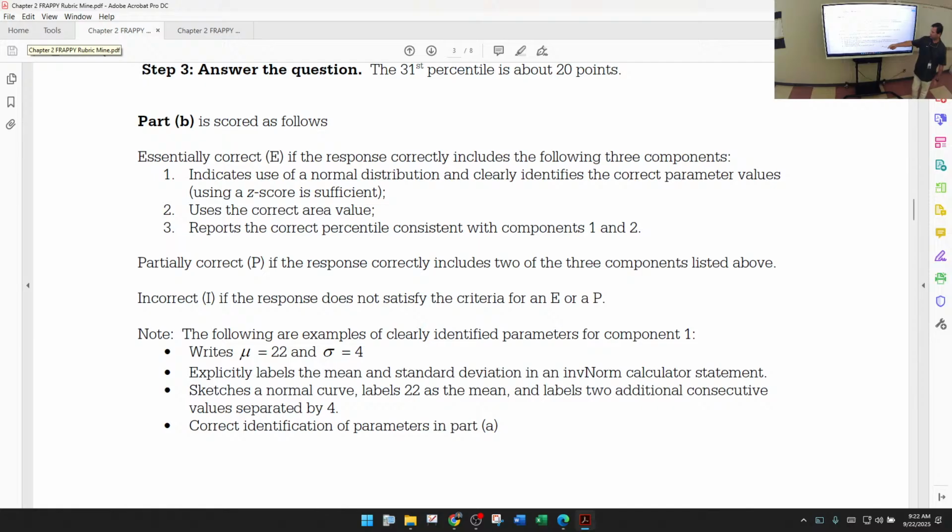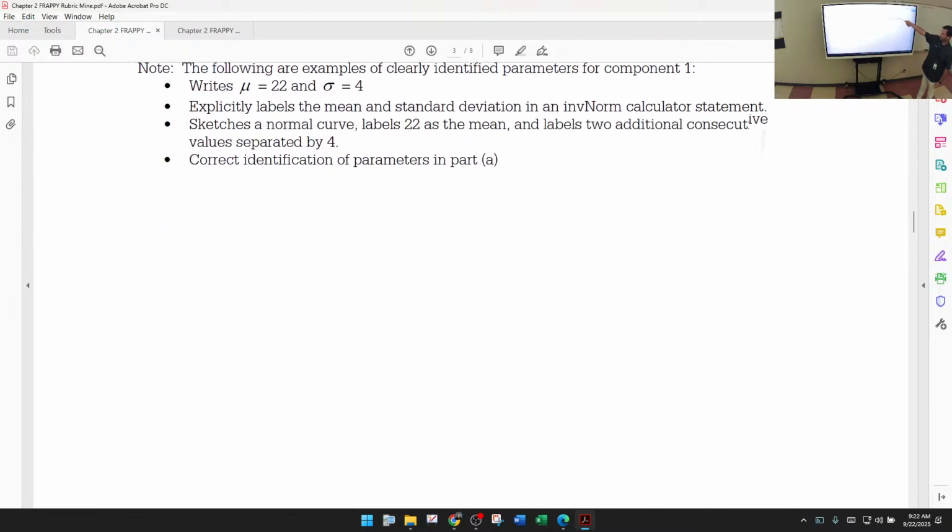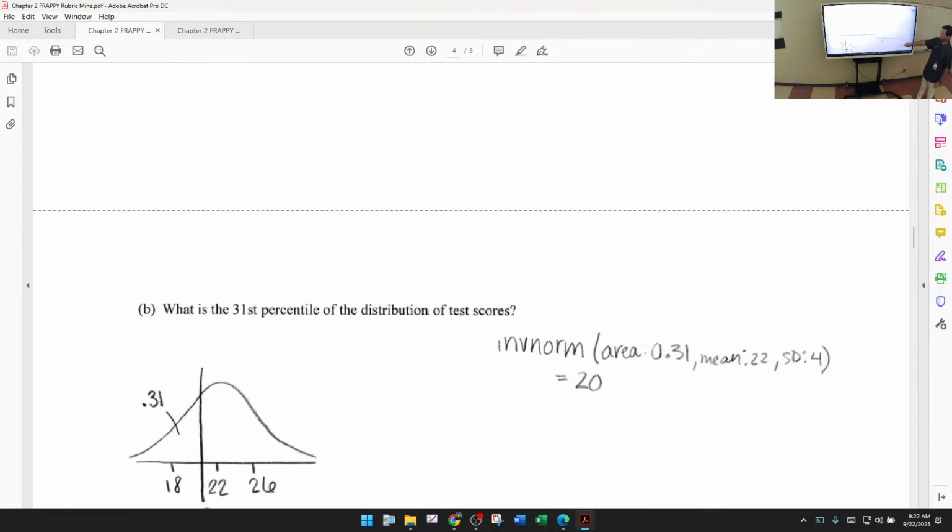Again, we have the same notes. Mu is equal to 22, sigma is equal to 4. Explicitly labels the mean and standard deviation in an inverse norm calculator statement. Sketches a normal curve, labels 22 as the mean, labels the 2 additional consecutive values, correct identification of parameters in part A. Okay? Hopefully I put the right answers this time.